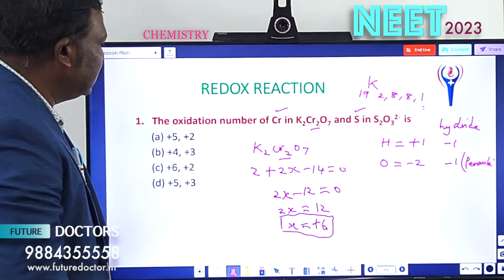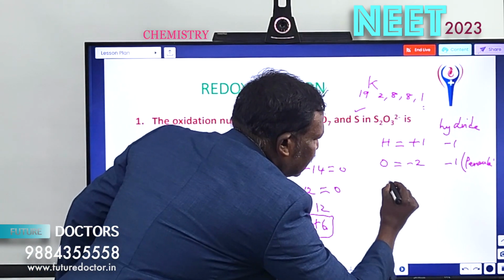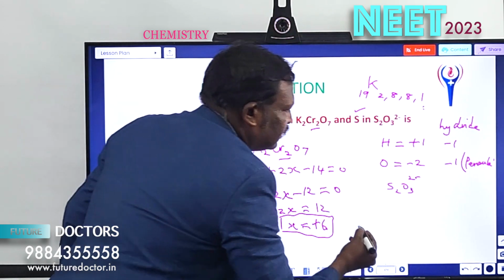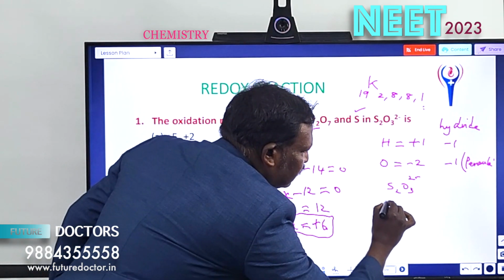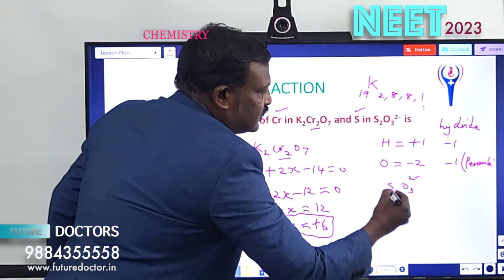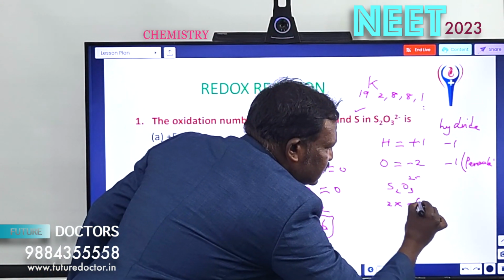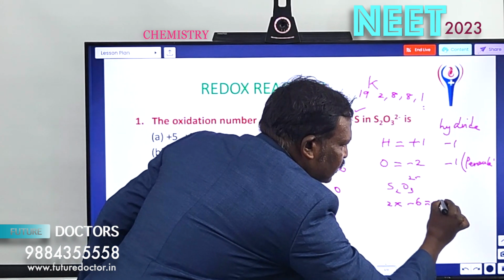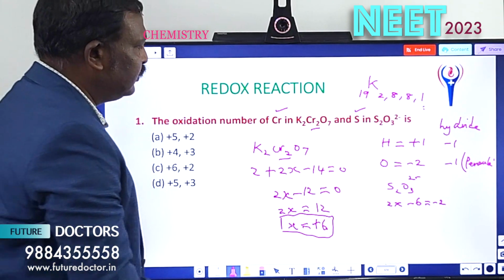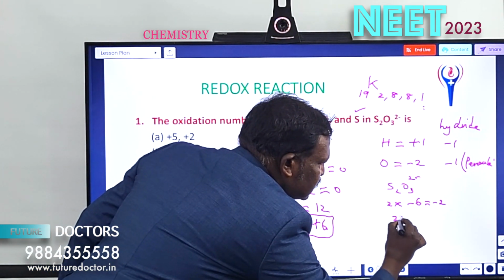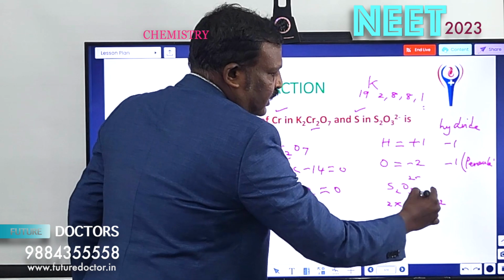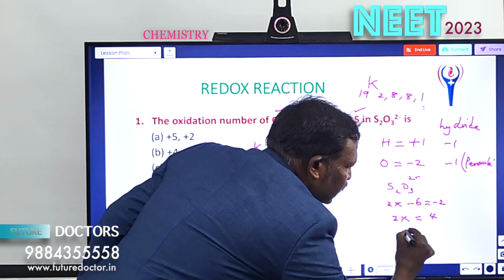Then likewise we have to find out for sulfur, sulfur in this compound. Here sulfur, I'll write it here: S2O3 2-. Understood? Here there are 2 sulfur, no, so I keep it 2x. For 1 oxygen -2, here 3 oxygen, so -6, which is equal to -2. Understood? So when it goes to the right hand side, it becomes +6. Therefore 2x is equal to +6 -2, that is 4. So x is equal to what?